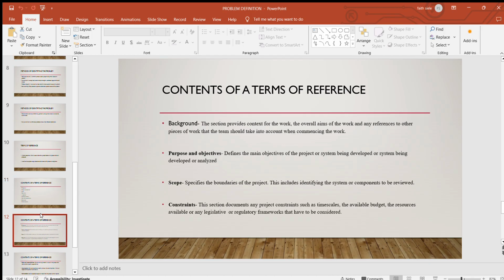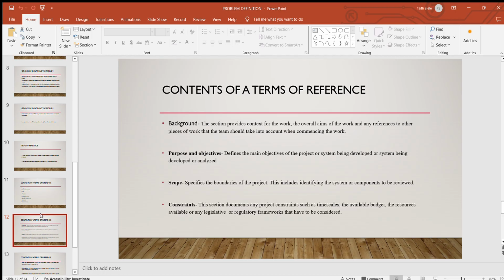So when it comes to background, this section usually provides context for the work, the overall aims of the work, and any references to other pieces of work that the team should take into account when commencing the work. It usually highlights the reason for the review or development, and even provides a summary of how the current situation evolved.